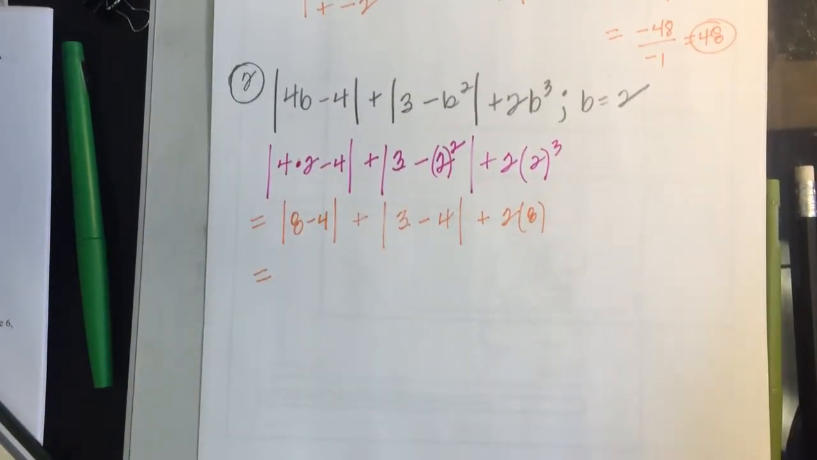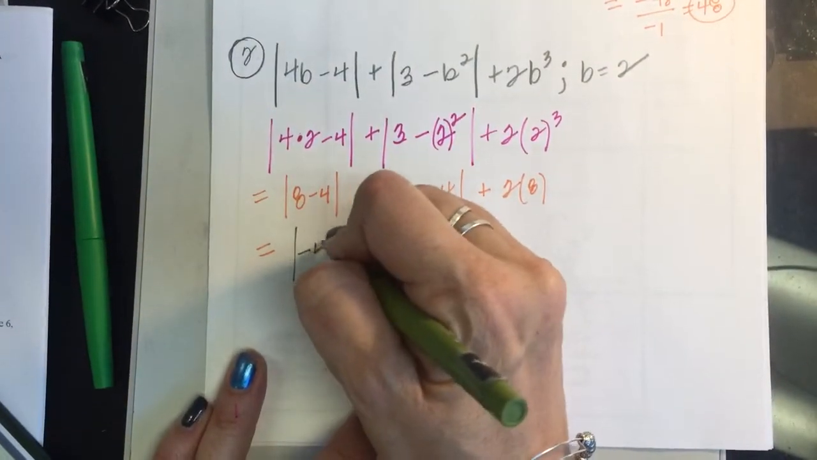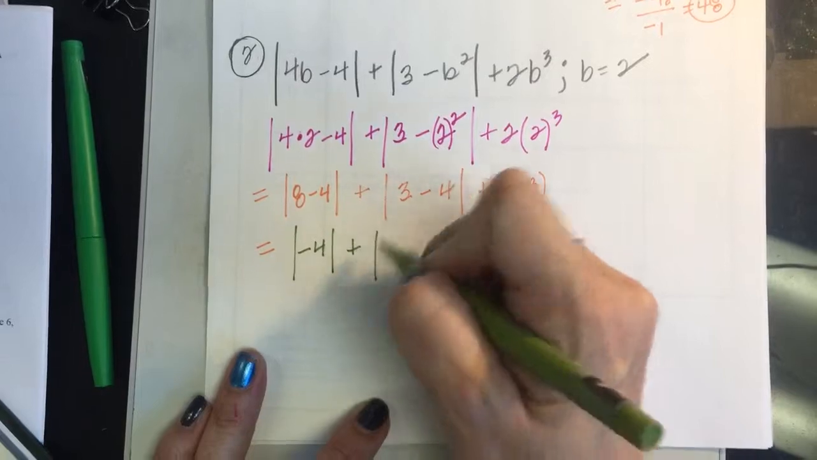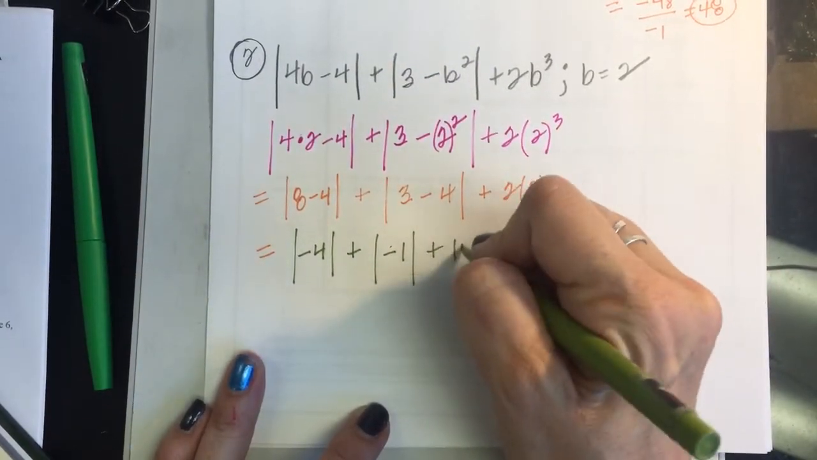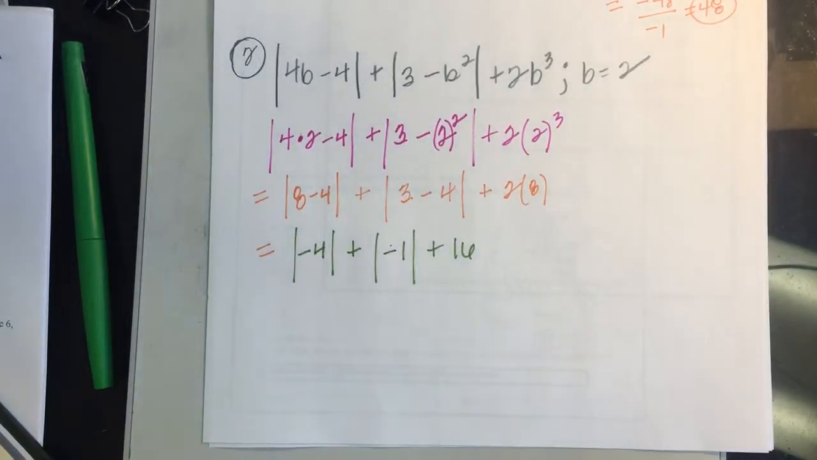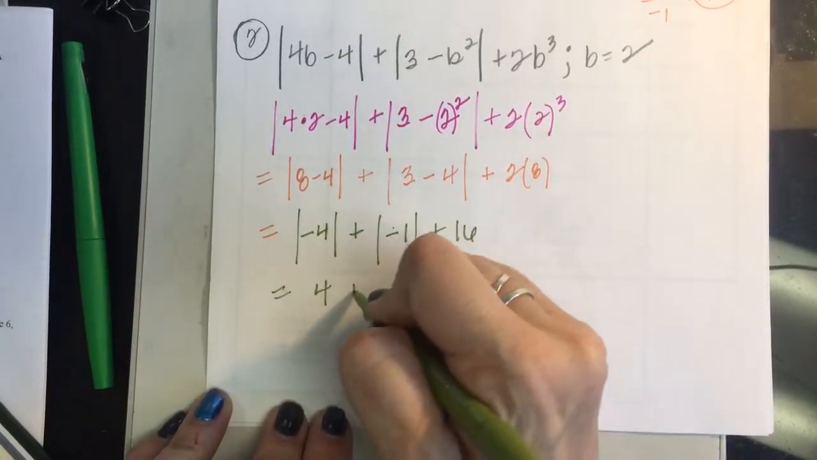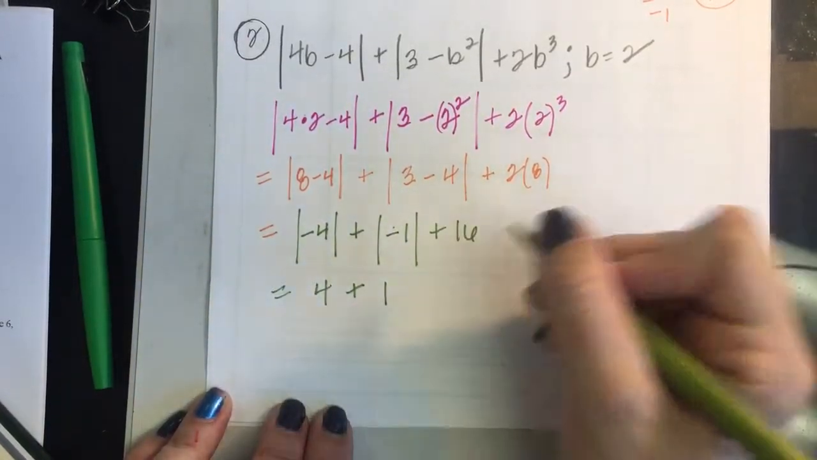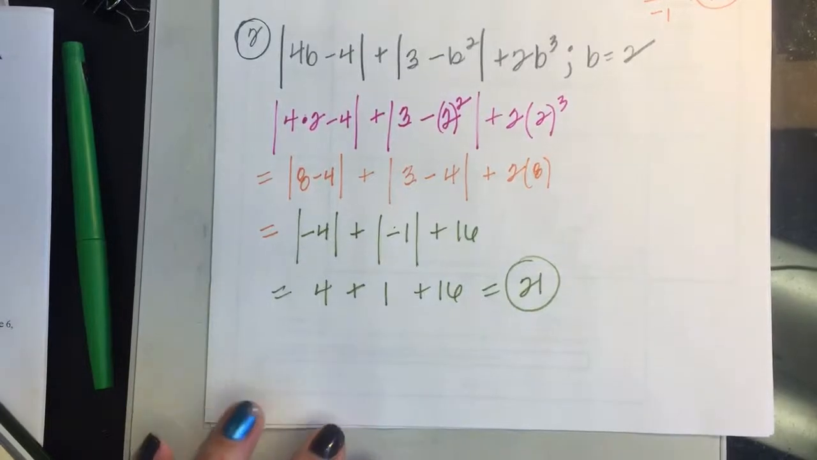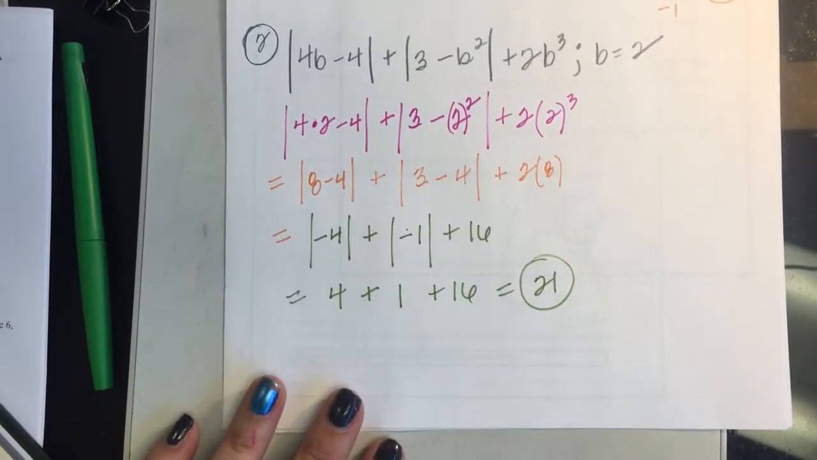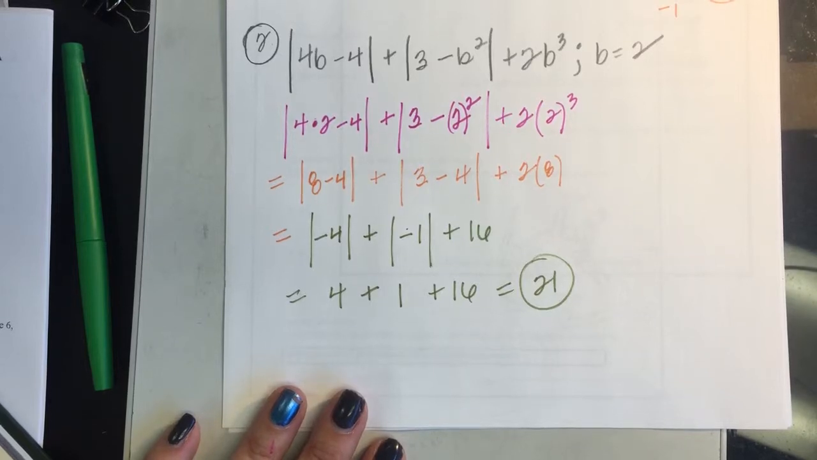So now I'm down to the absolute value of 8 minus 4, so that's -4 inside, plus the absolute value of 3 minus 4, that's -1 inside, plus 16. The absolute value of -4 is 4. Absolute value of -1 is 1. Plus 16, that's where I came up with 21.